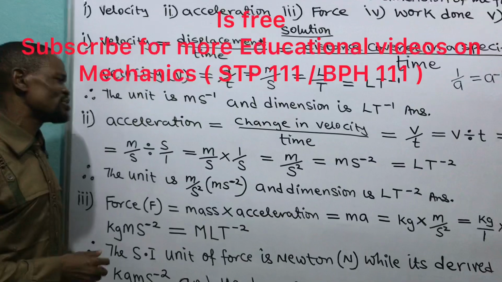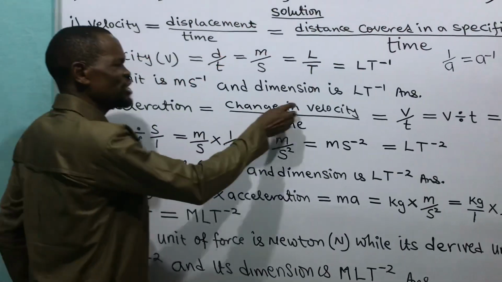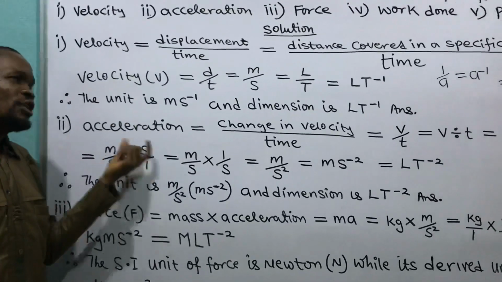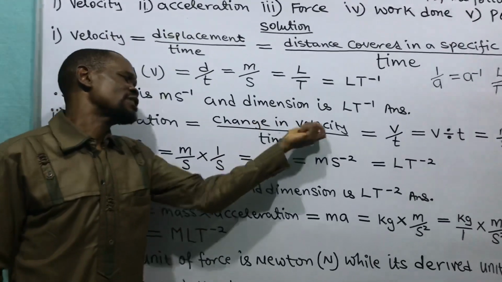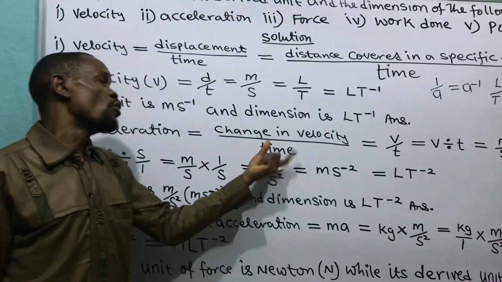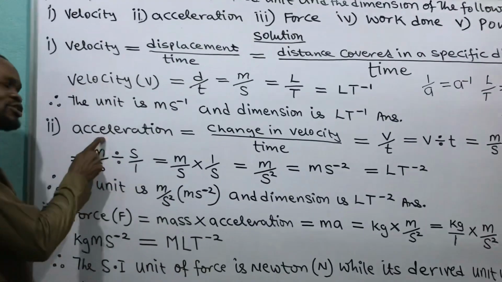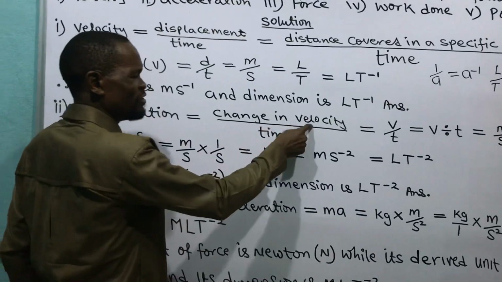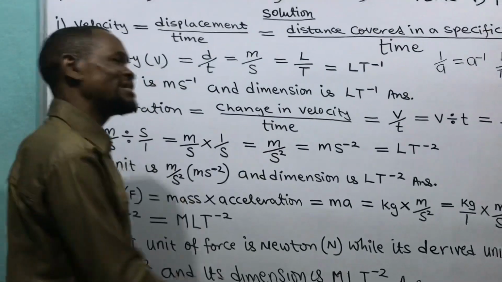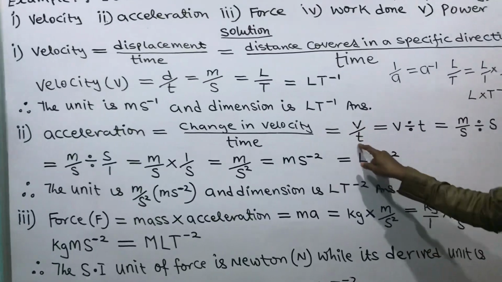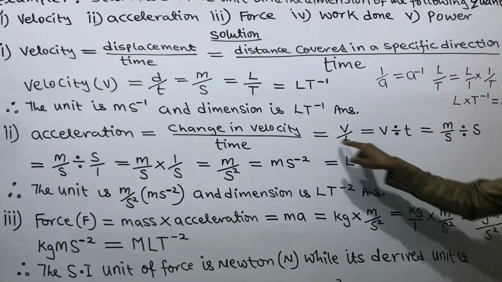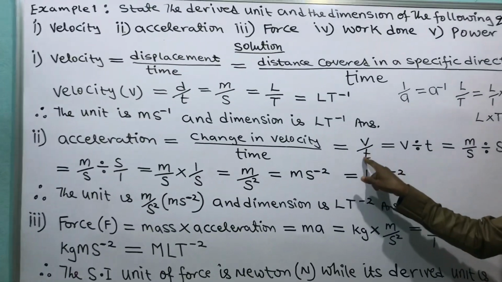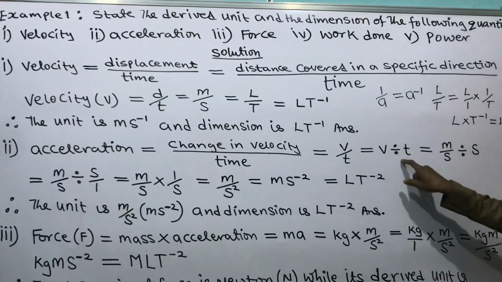What is acceleration? Acceleration is the change in velocity over time. Change in velocity is a vector quantity, therefore acceleration is a vector quantity. So acceleration is change in velocity over time, which can be written as velocity divided by time.